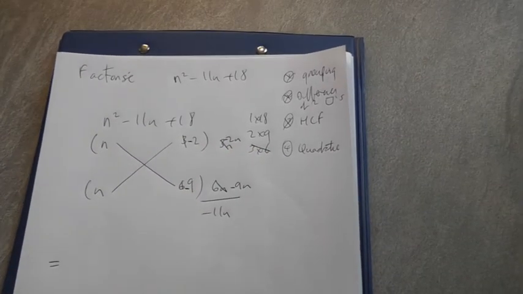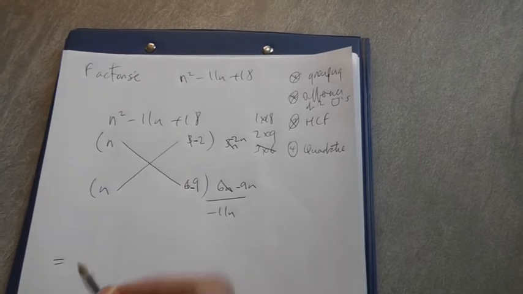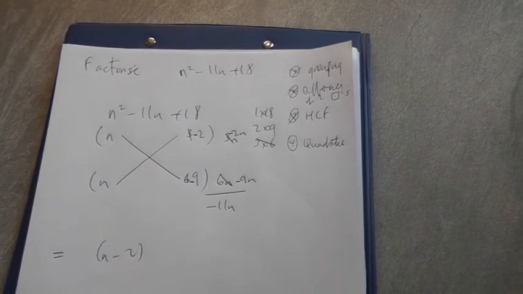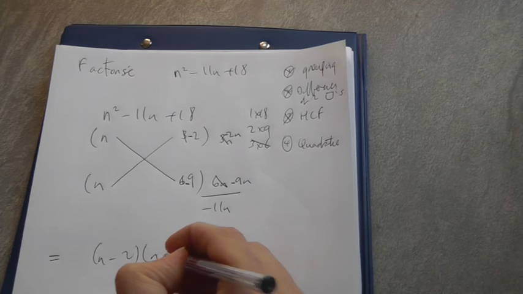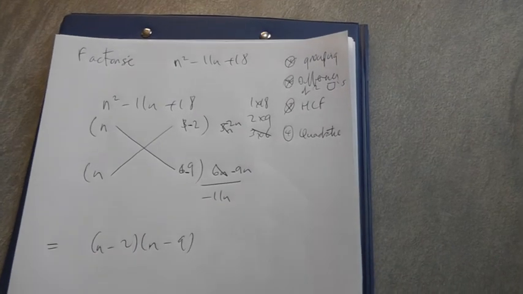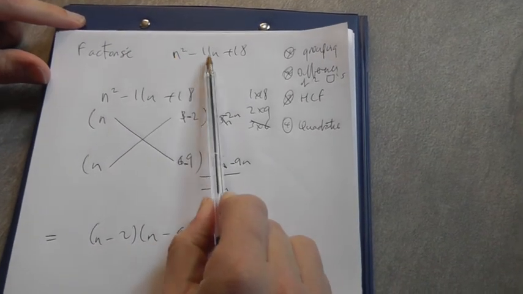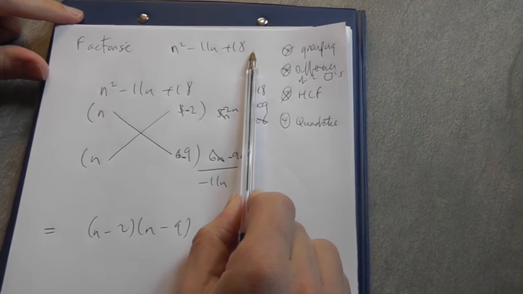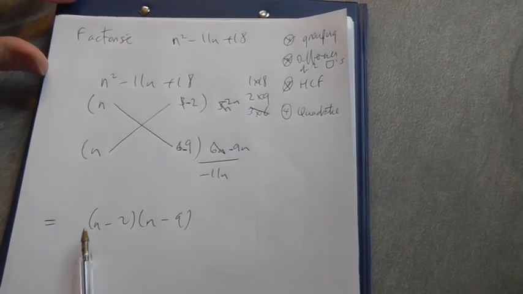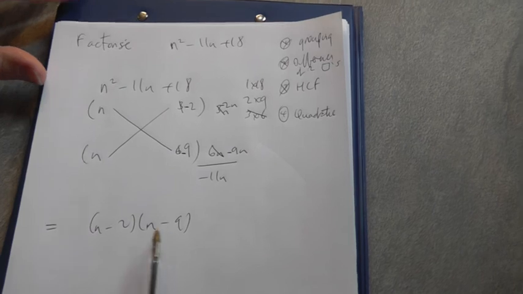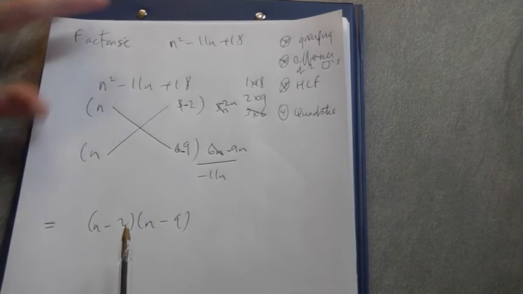I then put an equals here, and I write my top bracket here first, n minus 2, and I write the bottom bracket right beside it, n minus 9, and there I have factorised. N squared minus 11n plus 18 factorises, or puts itself into brackets, to give you bracket n minus 2, bracket n minus 9, and that is this expression factorised.